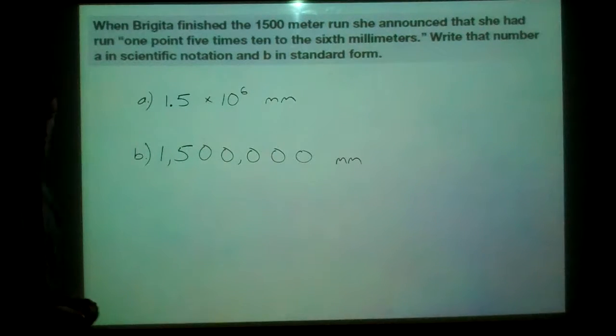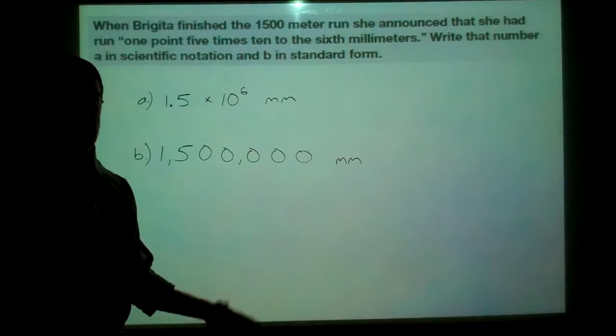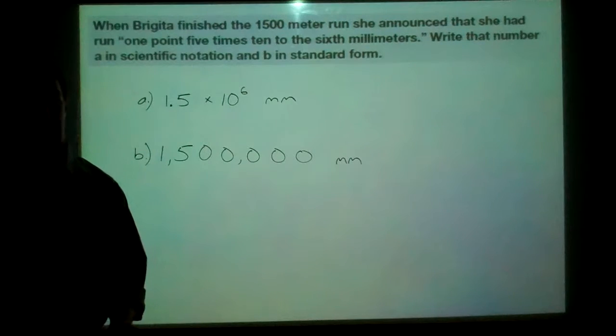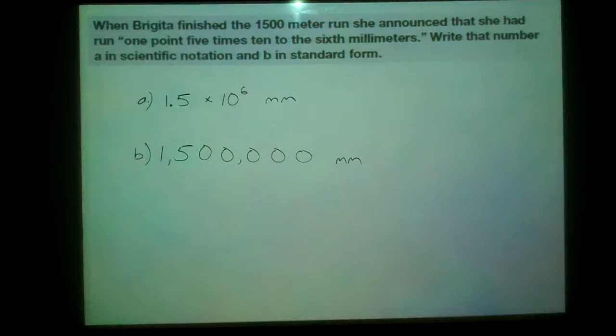Yep. And this is a good way to convert from different units, especially with the metric system, because that goes by a power of 10. So, yes, that is what we'd be looking for there.